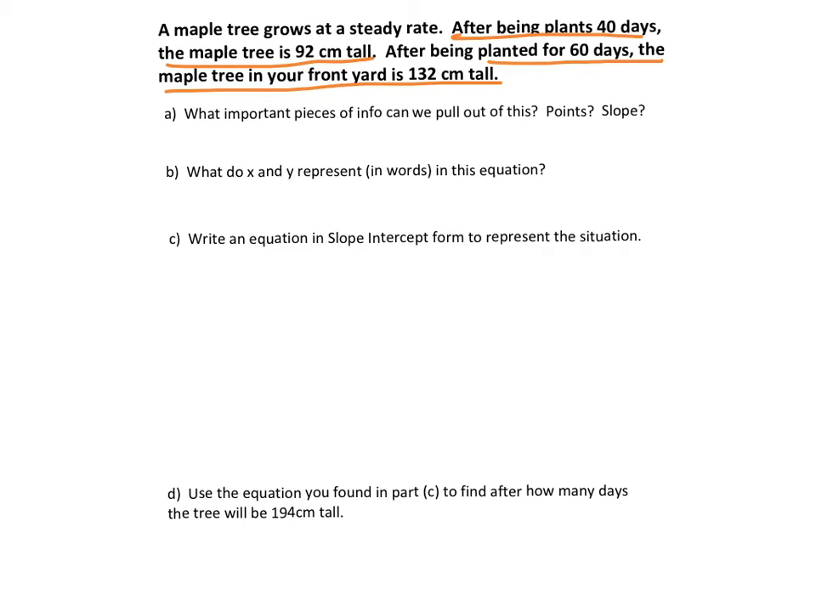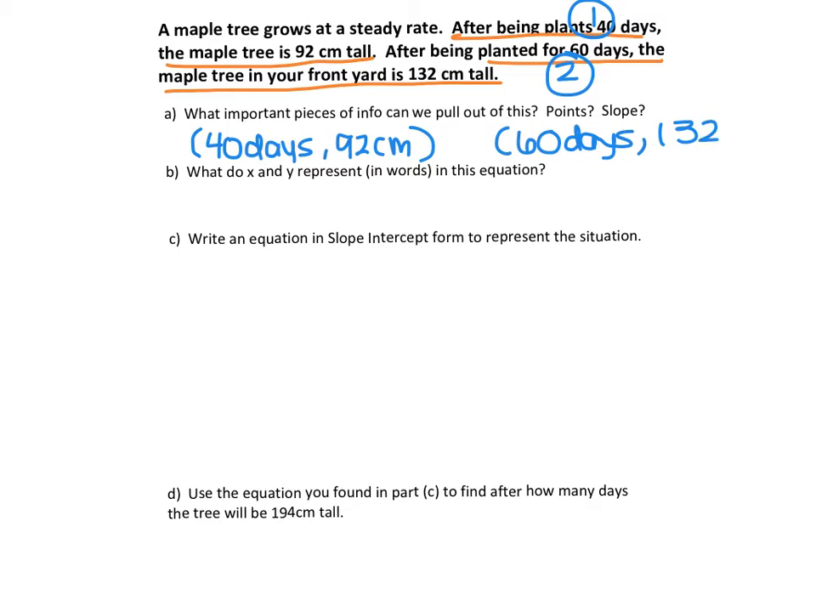So what I'm seeing here is two pairs of information. I'm seeing a pair of information at 40 days and a pair of information at 60 days. So I can make a point out of this, and remember the time, days, is going to go on my x-coordinate. So my first point here is (40, 92), 40 days, 92 centimeters. And my second point is (60, 132), 60 days, 132 centimeters. So anytime you see a pair of information, remember that is dictating that we have points. So here in this particular example, we have been given 2 points.